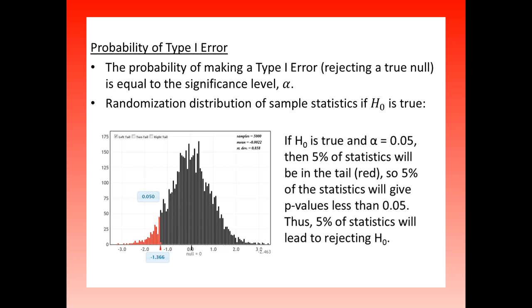If the null hypothesis is true and alpha is 0.05, then 5% of statistics are going to be in that red tail. So 5% of those statistics are going to give you a p-value less than 0.05, because based on what's there in that picture, if your statistic was -2, then the p-value is going to be the left tail bounded by -2, so it's going to be less than 0.05. Since the left tail that's there in the picture is 0.05. Certainly if you're starting at -2, that's a smaller tail than if you're starting at -1.366. So what you end up with is that 5% of statistics, the ones that are in that red tail, would lead to rejecting the null.